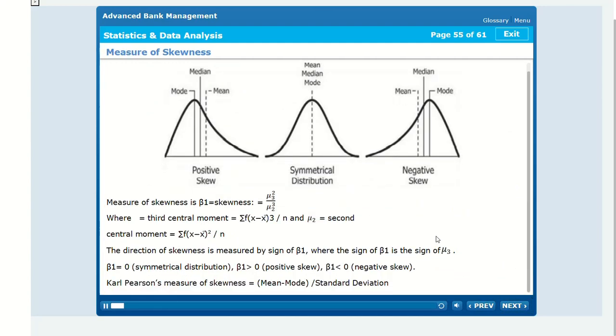Measure of skewness. The measure of skewness is beta 1 equal to skewness, equal to mu3 squared by mu2 cubed, where mu3 is the third central moment, equal to sum of f(x minus x bar) cubed by n, and mu2 is the second central moment, equal to sum of f(x minus x bar) squared by n. The direction of skewness is measured by the sign of beta 1, where beta 1 equals 0, beta 1 greater than 0, or beta 1 less than 0. Karl Pearson's measure of skewness equals mean minus mode by standard deviation.